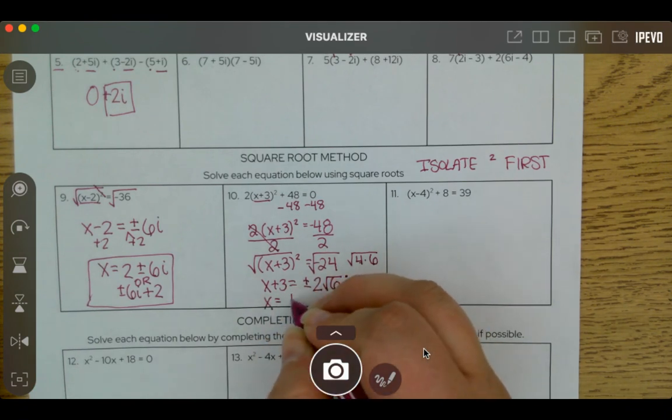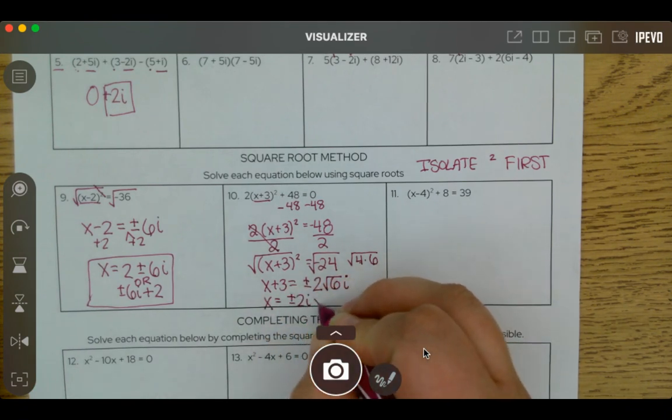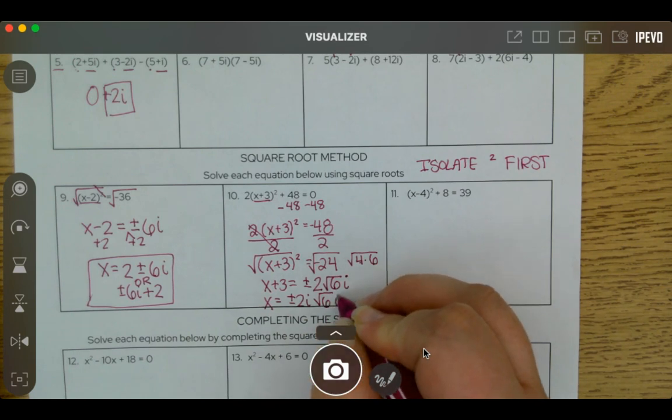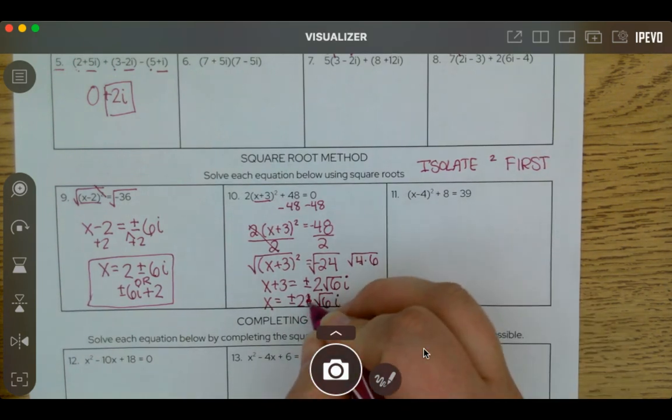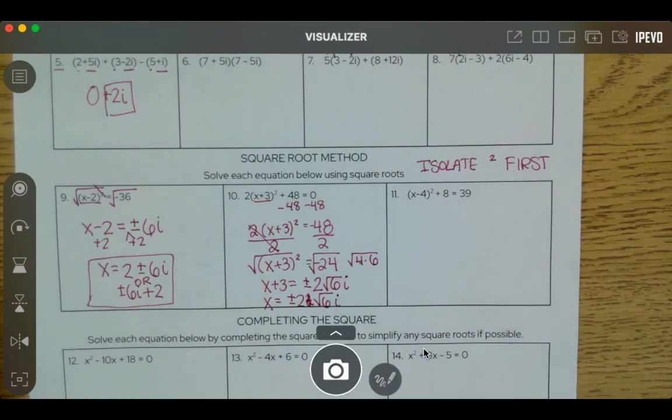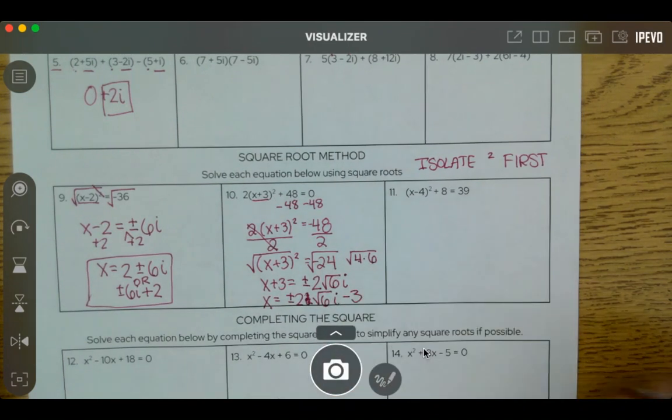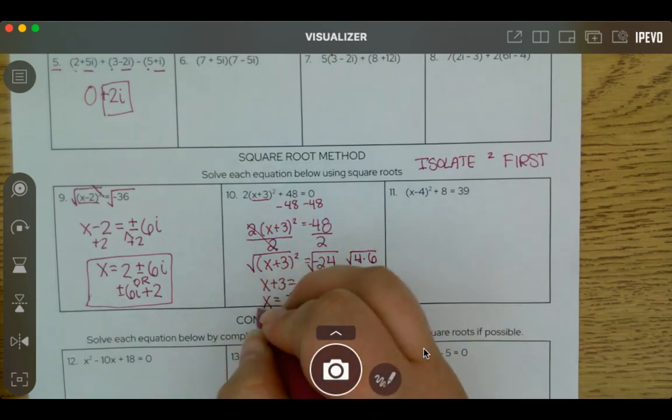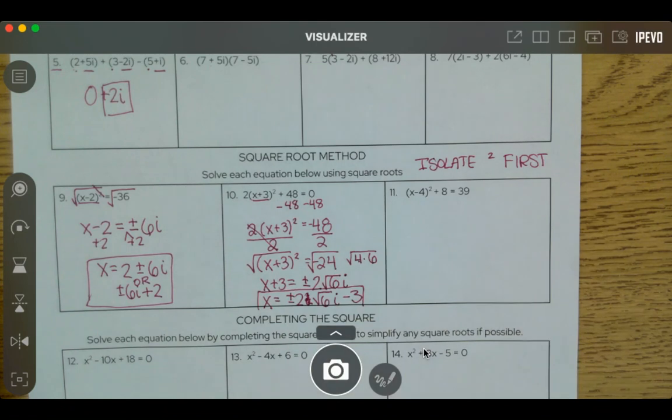So my final answer is going to be the plus or minus 2i, or 2 square roots of 6i. Sorry, I meant to write it like that. Minus 3. And that's your final answer. Okay, that leaves this last one for you guys to try on your own.